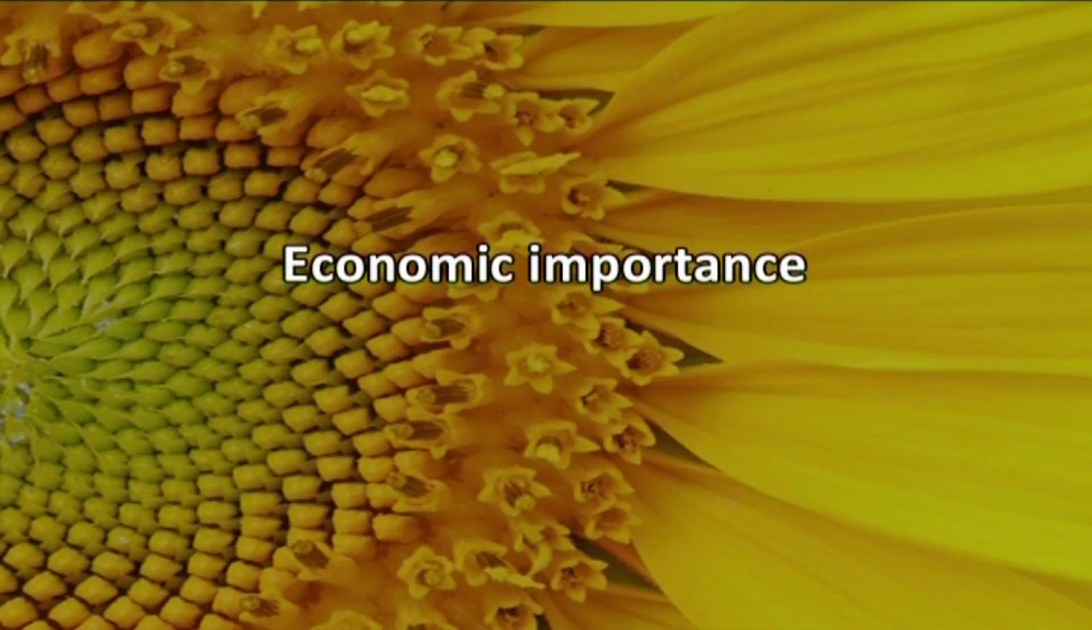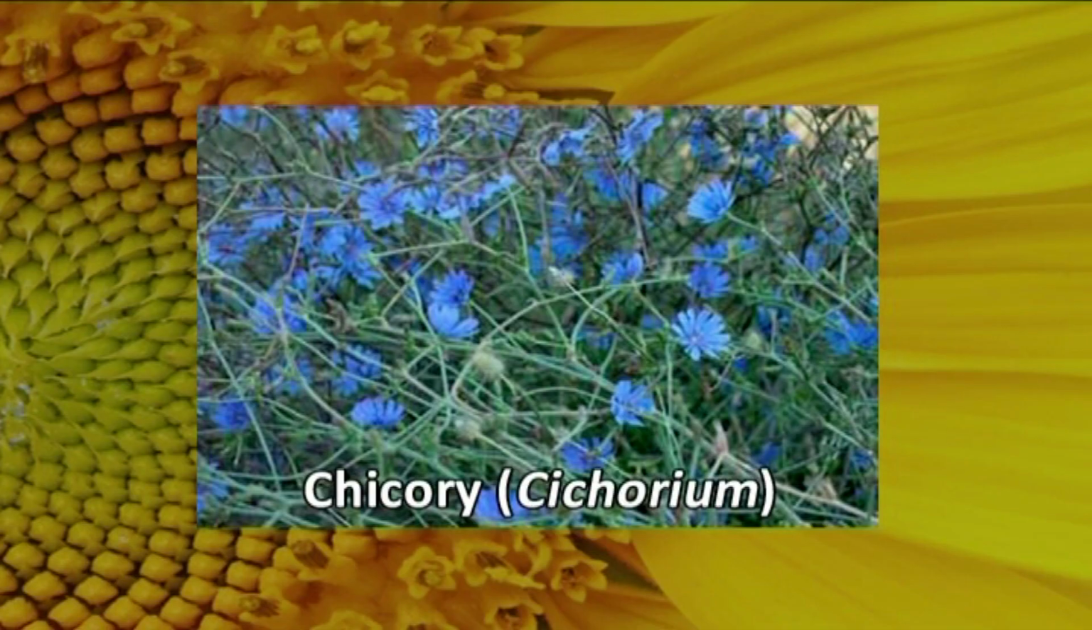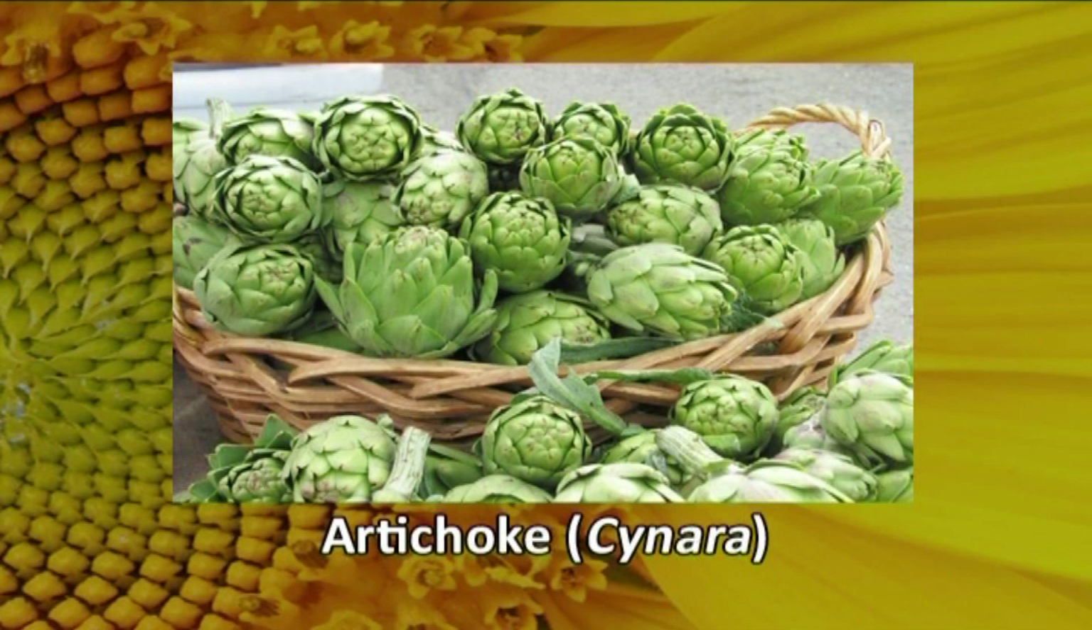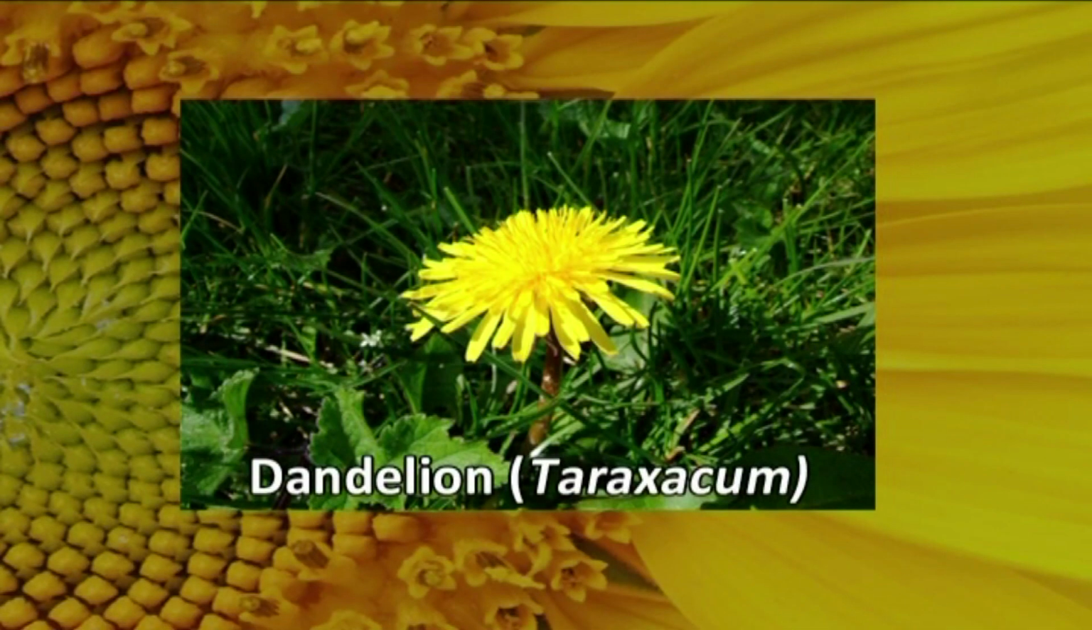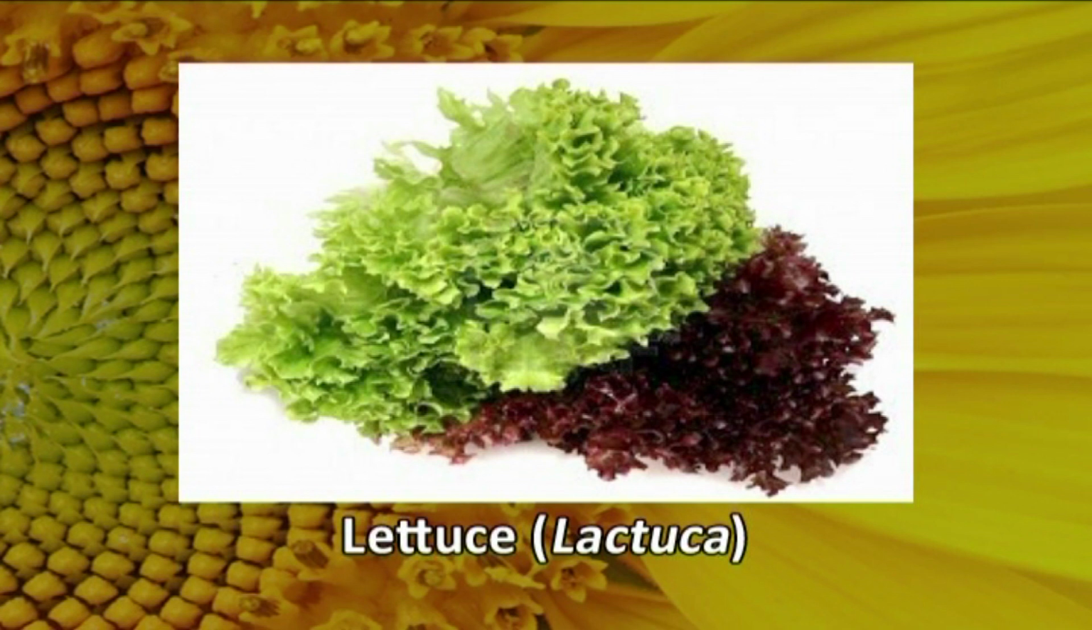Now the last part of the lecture, that is the economic importance of the family Asteraceae. The members of this family are of huge economic importance. The family contains many important food plants. These include chicory, the scientific name is Cichorium, or artichoke, the scientific name Cynara, or the dandelion, scientifically known as Taraxacum, or the common vegetable lettuce, scientifically known as Lactuca.